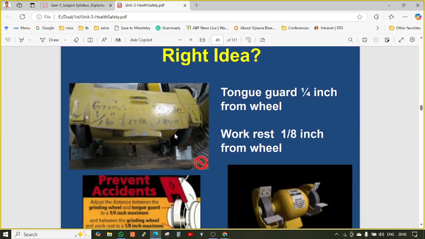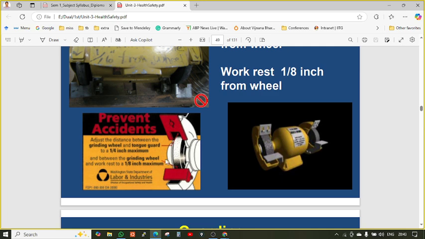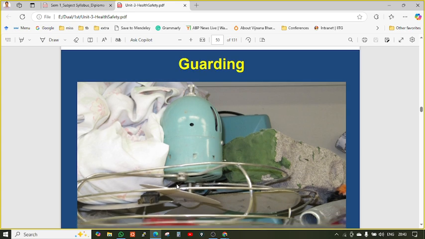Then here, see, this is a machinery with a proper guard. Then there is a safety board. What the accidents are and everything is written on this.